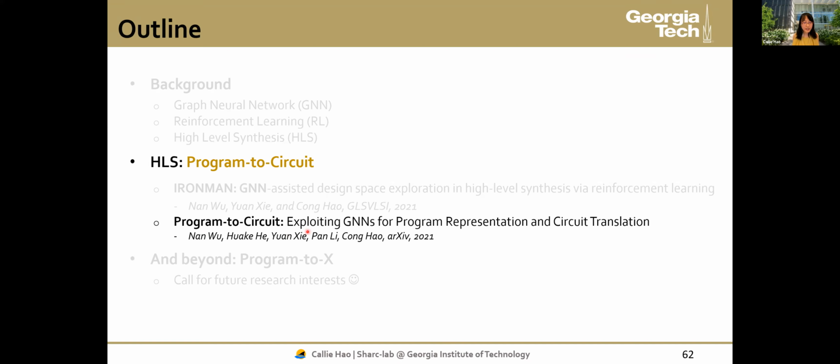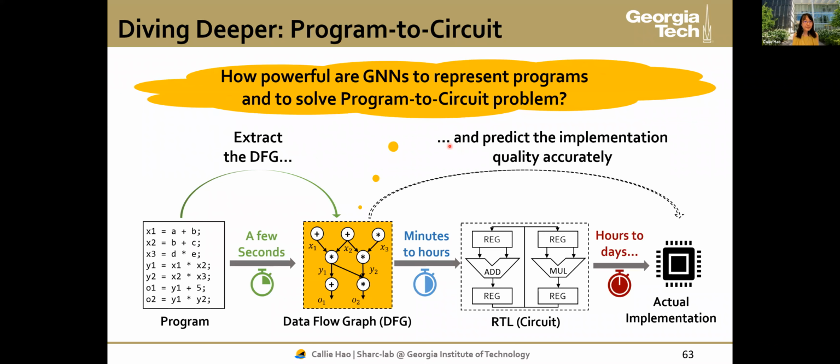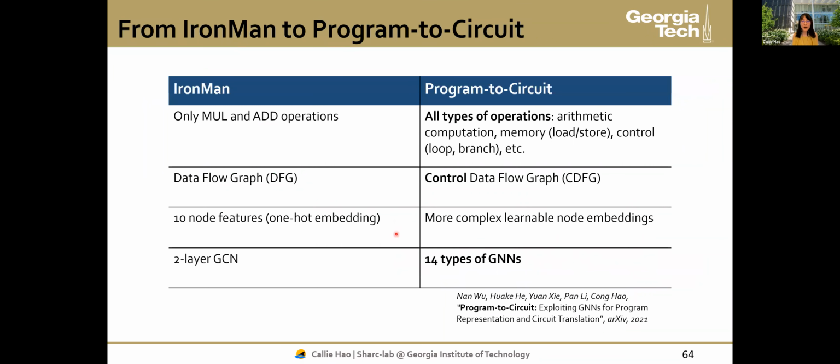Program to circuit. We want to explore the GNN's powerfulness for program representation and circuit translation. So how powerful is it? Is it good enough or not? We want to dive deeper: for this general program to circuit problem, how powerful are GNNs to represent programs and to solve this problem? That's why we extended our RLMD to this program to circuit exploration.